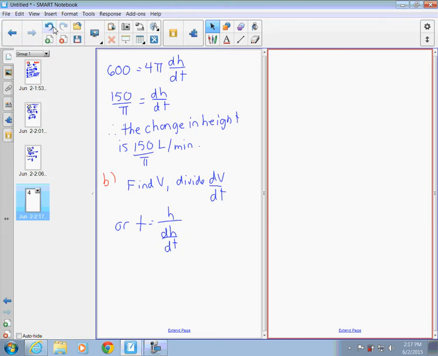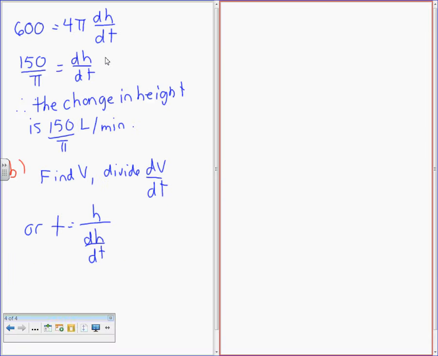So this is related rates again. All we're going to do today is examples again. So here we go, example 1.